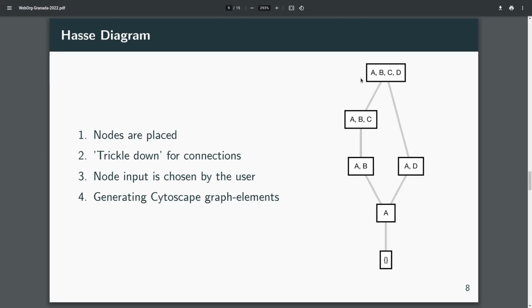So this graph view, or this lattice or Hasse diagram, can then be exported as an SVG as well, or it can be downloaded as a lattice file.